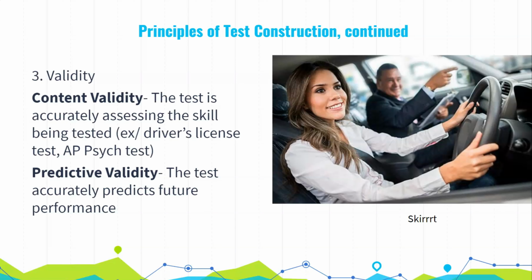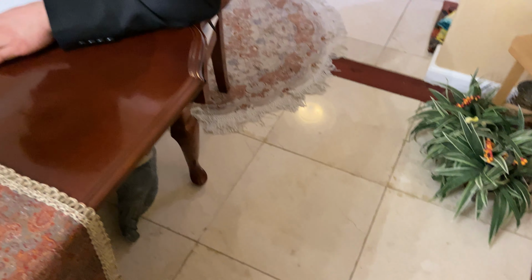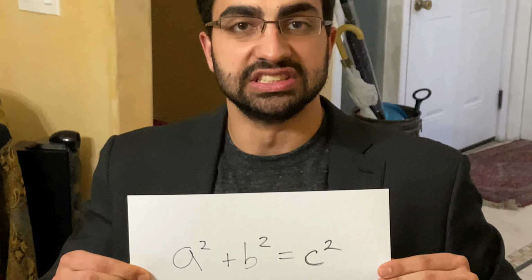Abe, I'm curious, how stable is intelligence over our lifespans? Well, it depends. Crystallized intelligence reflects the knowledge we've accumulated, such as knowing the meaning of difficult vocab words. Crystallized intelligence increases into old age. Fluid intelligence is our ability to reason quickly and abstractly. It decreases starting in our 20s and 30s. This is why mathematicians tend to produce their best work in their late 20s and 30s.